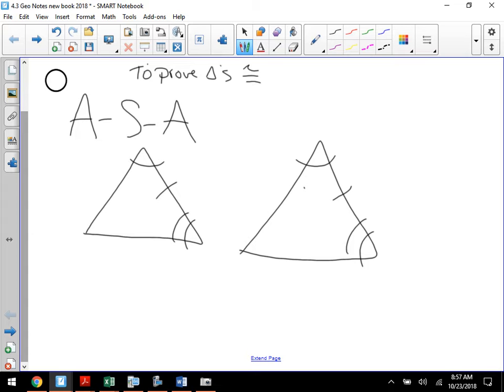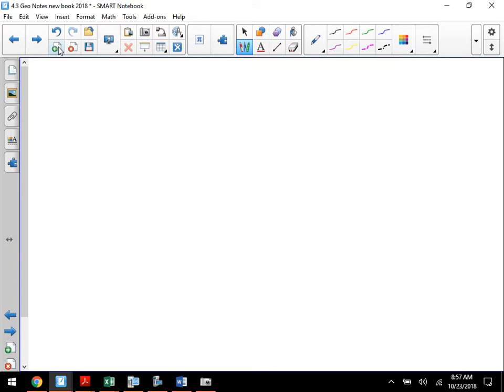Angle, angle, side, or angle, side, angle. And then the other one was angle, angle, side. Let me show you that. What do you think the diagram's going to look like? Think about the tick marks that we've been using. What do you think it's going to wind up looking like? A triangle, yes, that's a good start.